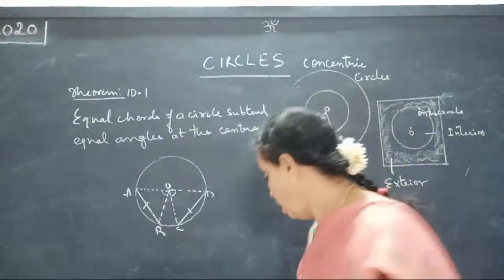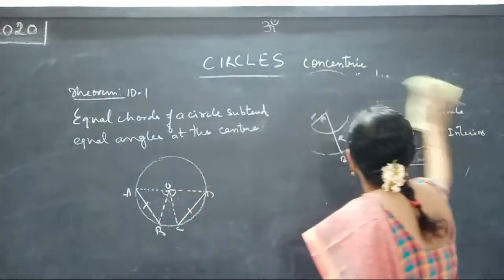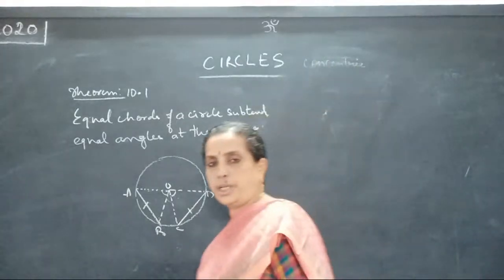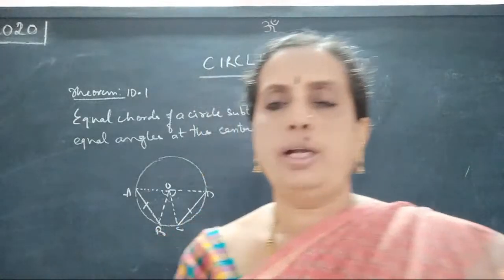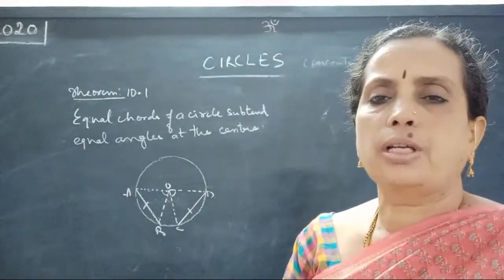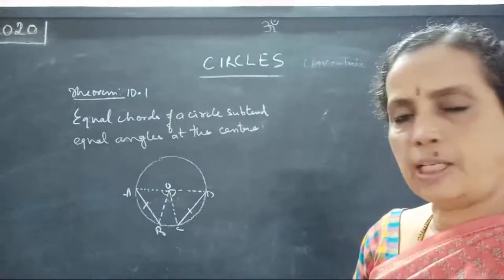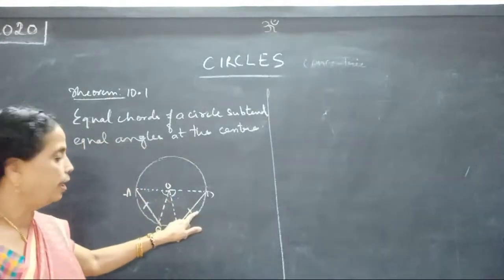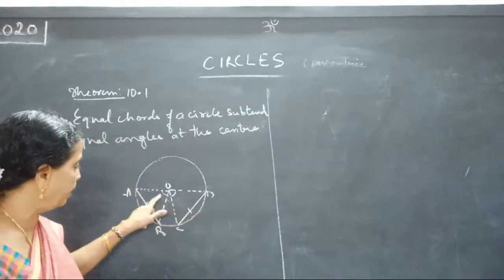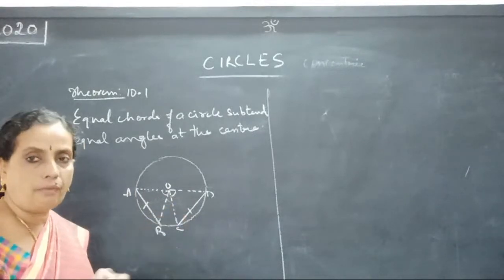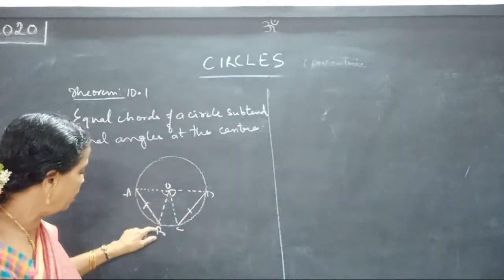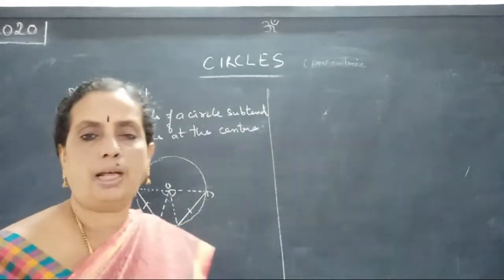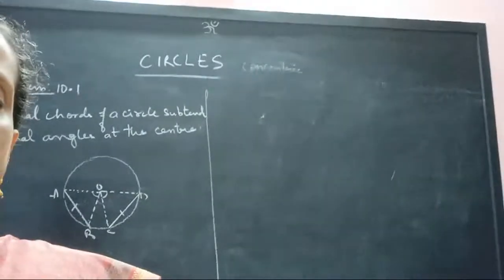I am happy. Now after the figure, write the proof of the figure. You have all taken the figure. Now you will get an explanation. AB and CD are two chords. They are subtending angles at the center. We have to prove angle AOB equals angle COD. Now don't write, just listen and observe what I am writing. Then you will get an idea.